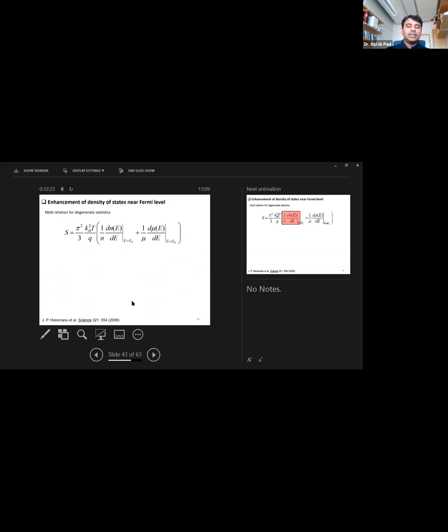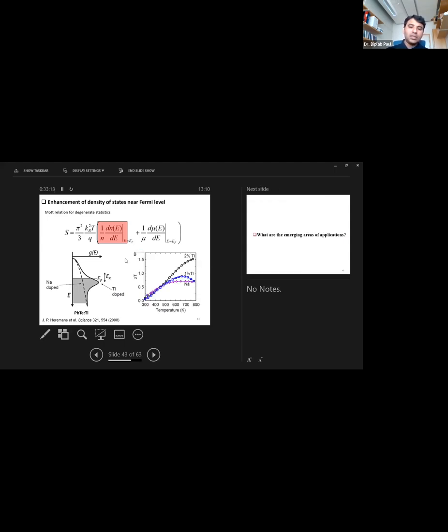Another interesting strategy for the enhancement of thermoelectric efficiency is the enhancement of density of states near the Fermi level. To understand that, we have to go through the Mott relation for degenerate statistics. We have two factors here. One factor is related to the mobility, the other factor is related to the density of states. So if the density of states near the Fermi level is enhanced, it can improve the Seebeck coefficient. Here is one example, thallium doped lead telluride. Thallium forms an impurity level inside the valence band of lead telluride, which enhances the density of states near the Fermi level, which increases the thermoelectric figure of merit drastically.